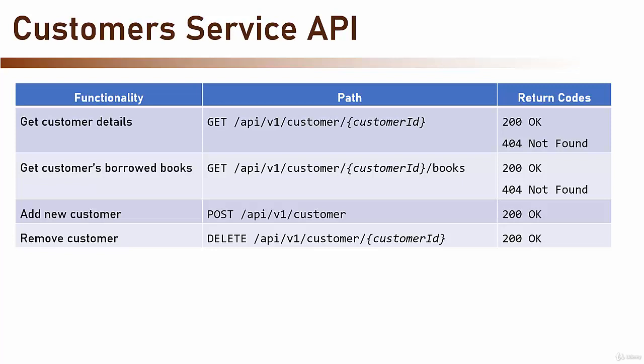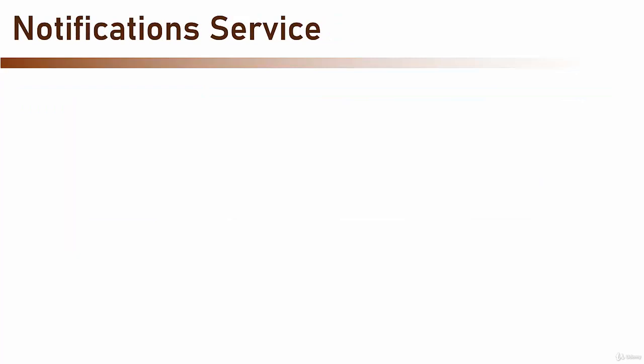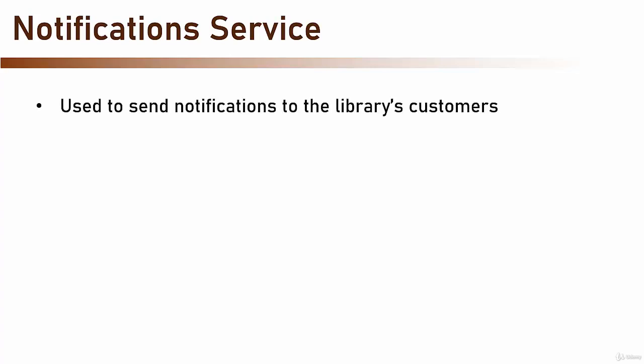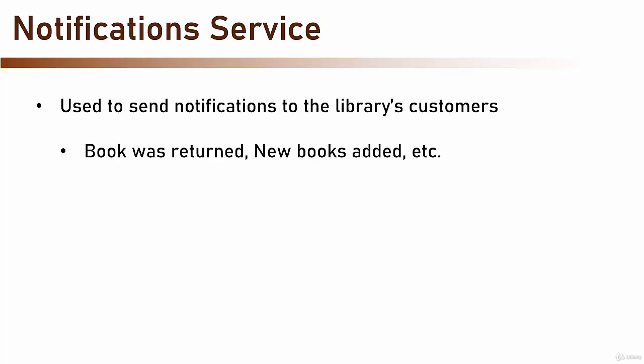Okay, so that was the customer's service, which brings us to the next service, the notifications service. The notification service is quite different from the services we've discussed so far. It is used to send notifications to the library's customers. For example, when a specific book was returned, or when an interesting book was added to the library, and so on. Now, one of the special things about this service is that it is used by other services and not by human users. For example, the books service might call this service when a new book is added, or the borrowing service might use it when a book is returned.